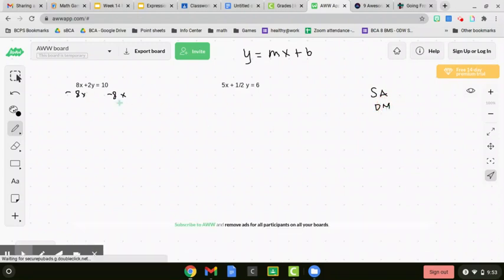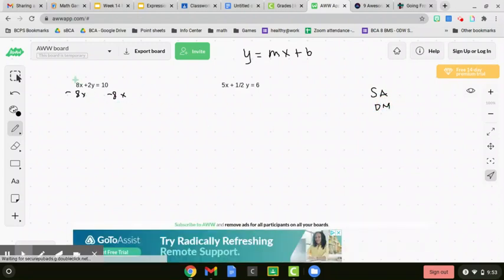So we subtract 8x. 8x minus 8x is 0, so we're adding 0 to 2y now. That's good. We're closer to isolating y. And then on the right-hand side, we have 10 minus 8x.